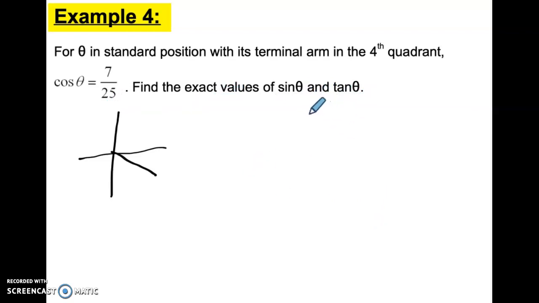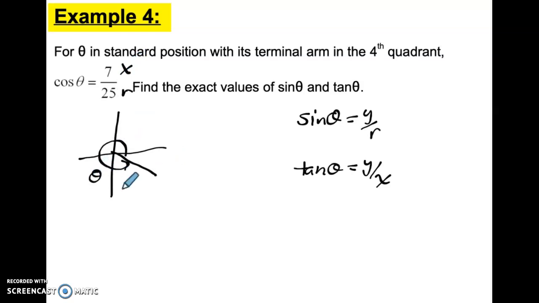Okay, so we want to find sine theta, which is going to be y over r, and we want to find tan theta, which is going to be y over x. And they gave us cos theta, so they gave us x over r. So we have the x, we have the r, we need to find y. So we can use the equation x squared plus y squared equals r squared, and we can sub in what we know to solve for y.